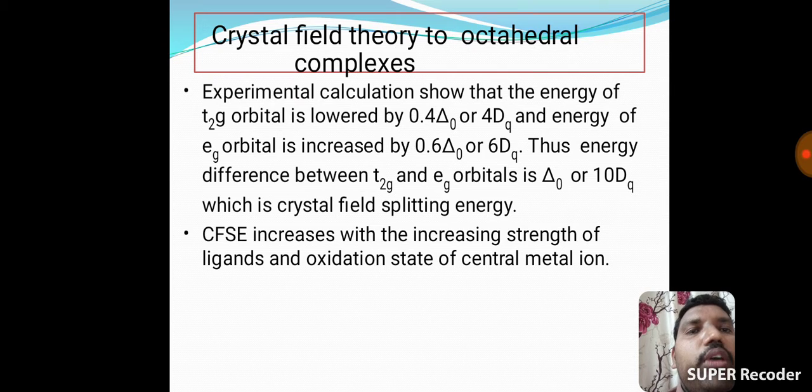0.6 Δo is the eg orbital energy. The t2g orbital energy is 0.4 Δo. CFSE increases with the increasing strength of ligands and oxidation state of the central metal ion. CFSE value increases whenever the strength of ligands and oxidation state of central metal ion increase.